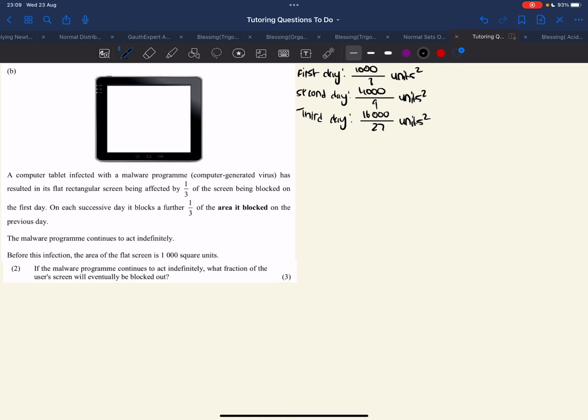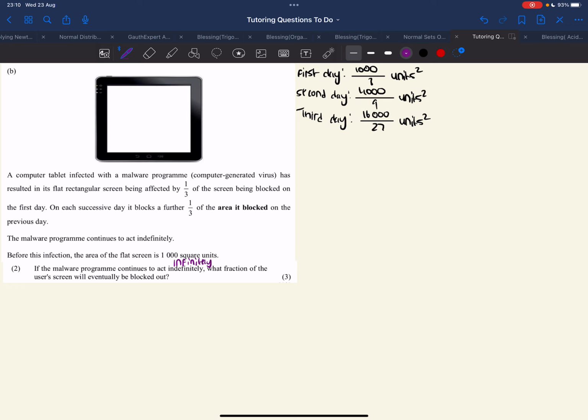they say that it continues indefinitely. So what they are basically looking for, remember, listen to the English here. They say that if the malware program continues to act indefinitely, indefinitely basically means infinitely, right? Now they ask what fraction of the user screen will eventually be blocked out.